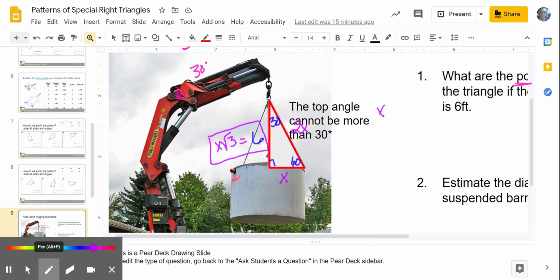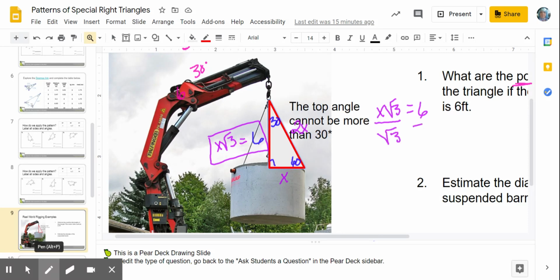So if X square root of 3 equals 6, do I multiply by the square root of 3 or divide by the square root of 3? Divide. The square root of 3 and the square root of 3 are going to cancel out. And what is the decimal for X equals 6 divided by the square root of 3? 3.4. So this side here has to be smaller than 3.4.